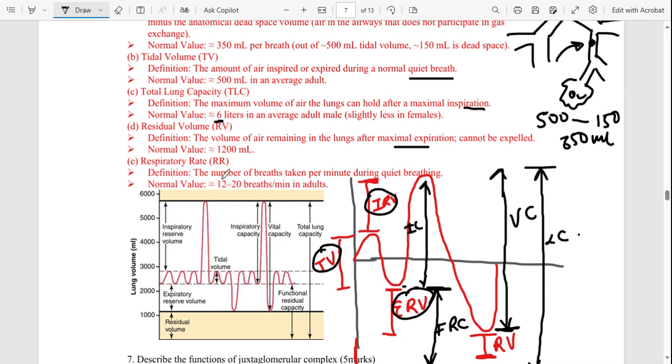Okay, respiratory rate is the number of breaths that we take per minute. Like right now, if you count, you'll be looking at how someone is breathing. So how many breaths do you take in a minute? That's one. That's two. Three. So in a minute, the normal is between 12 to 20 breaths per minute in adults. Okay, so those are the terms.